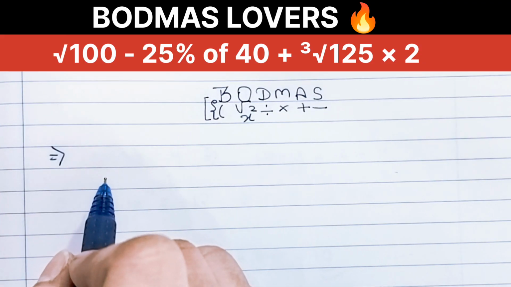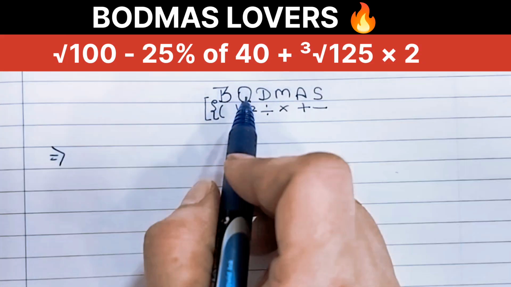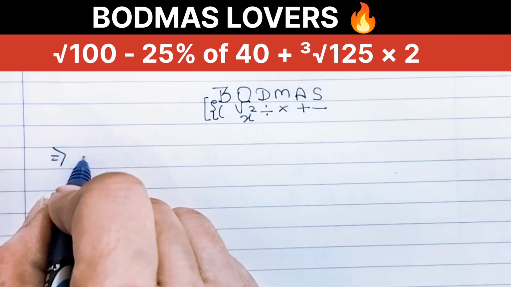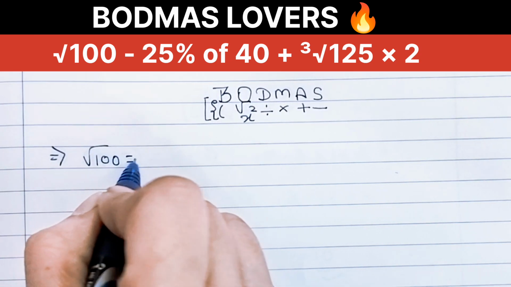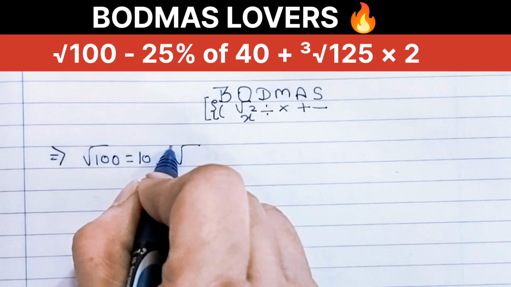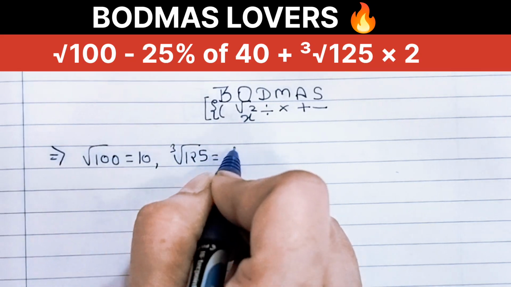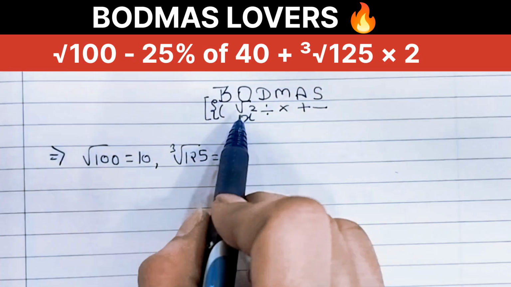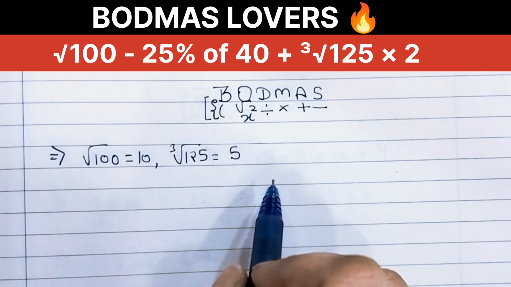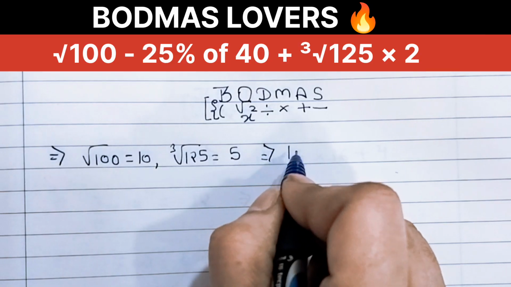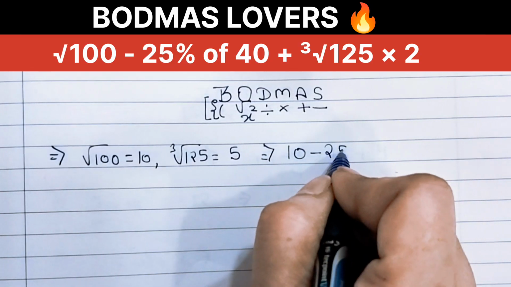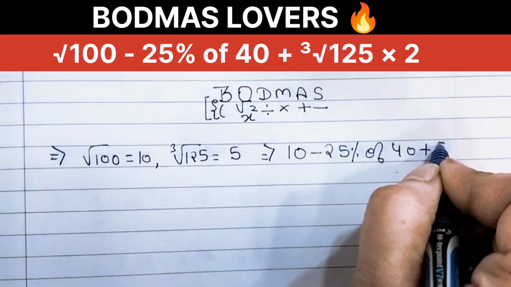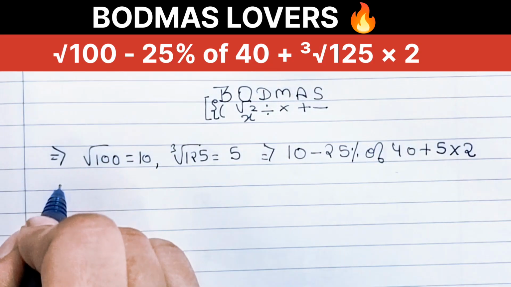According to the first step, evaluate the roots and orders. O in BODMAS says orders and exponents. So first we solve: root 100 is equal to 10, and the cube root of 125 is equal to 5. According to this step, BODMAS requires solving the orders, roots and percentage before basic arithmetic functions. Now the current expression becomes 10 minus 25% of 40 plus 5 multiplied by 2. Move to the next step.